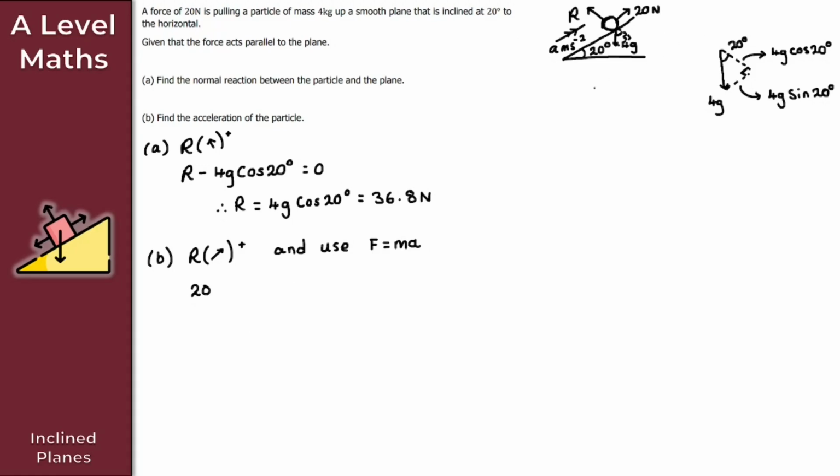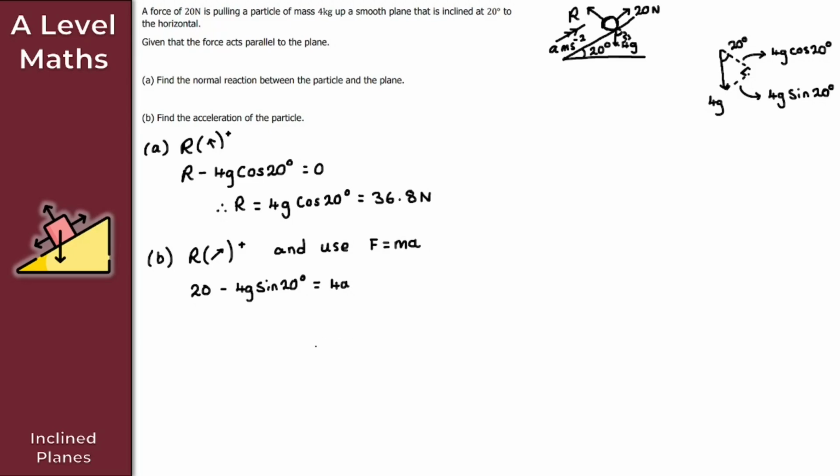Now what forces are going down the plane here? Well, we've just got the one force then of 4g sin 20 degrees. That's this component here, right? And because that's going down the plane, we take that as negative, so I get 20 minus 4g sin 20 degrees. So this here then is F, and this is equal to ma. That's going to be 4 times the acceleration a. I get 4a then, like so.